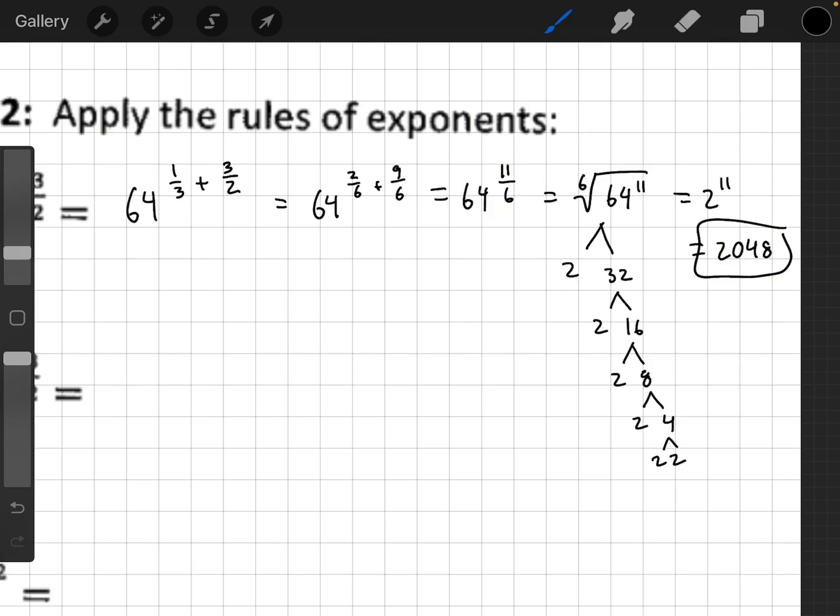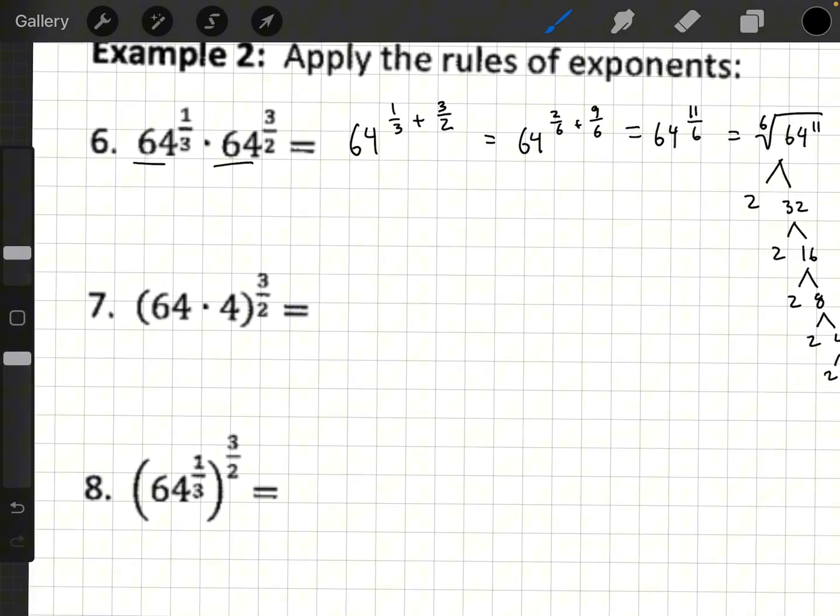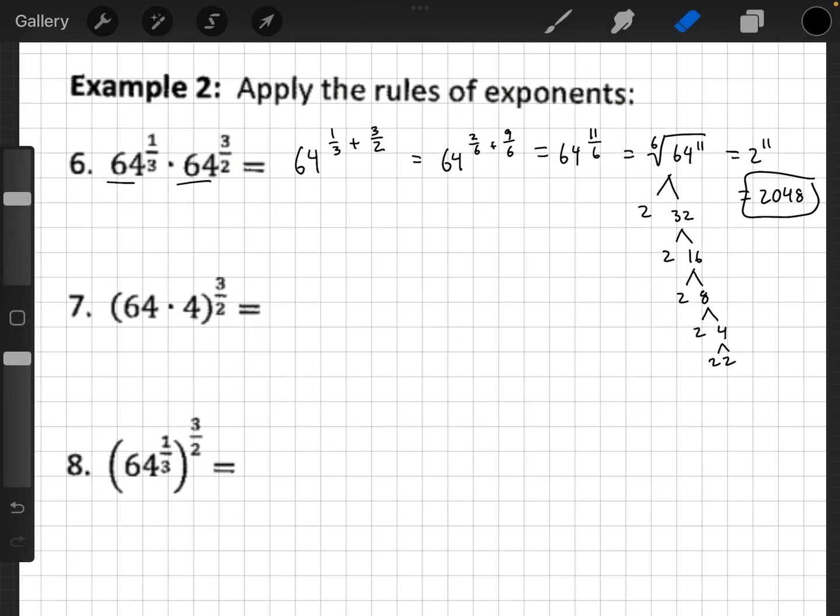Now, if you're lost on any of this, the previous lesson goes a bit more into working with radical expressions and rational exponents. But to continue, we're going to keep applying the rules of exponents to these problems.